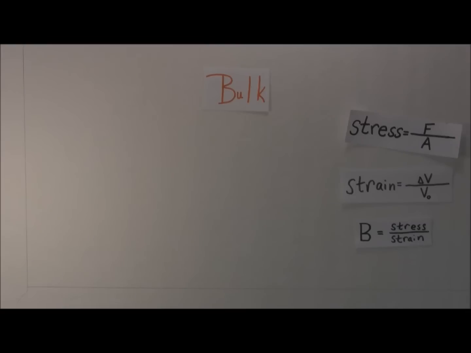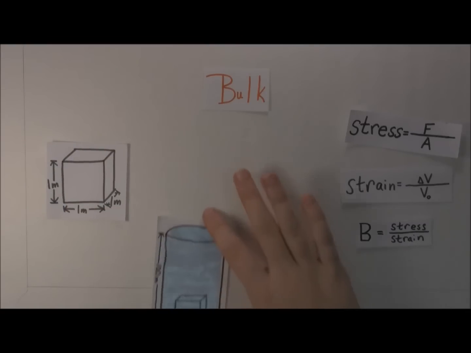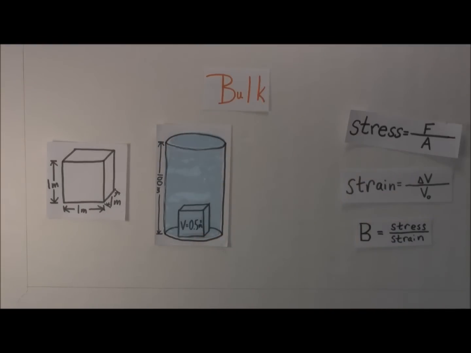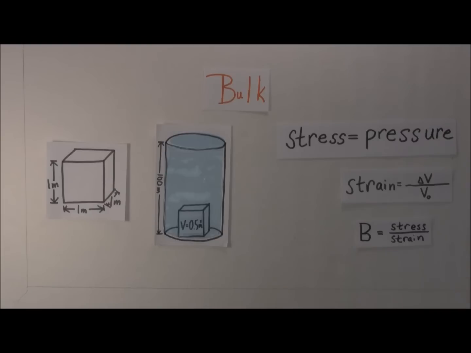I bet we can go right to a sample problem on this one. Same cube as before. This time we're going to put it 100 meters underwater. Down here, the water pressure is the same as the bulk stress. Remember that pressure in a fluid is the density of a fluid times gravity times depth. So the bulk stress, 100 meters underwater, is 1,000 kilograms per meter cubed times 10 meters per second squared times 100 meters. That's 1 million newtons per square meter.